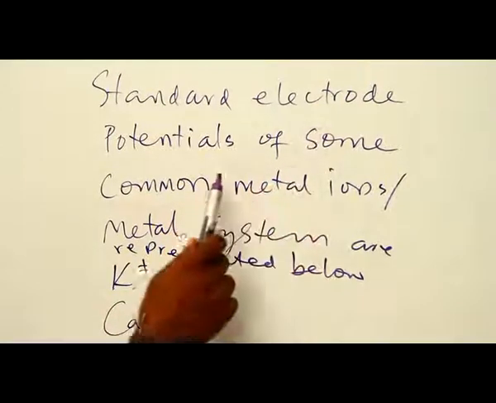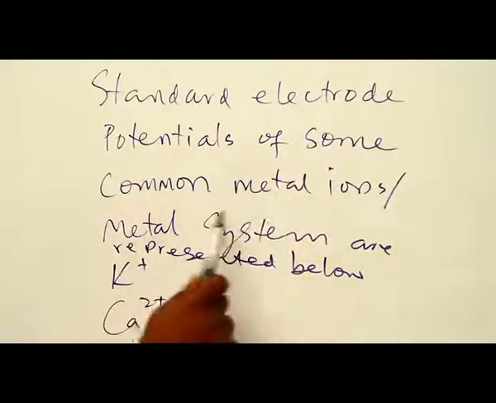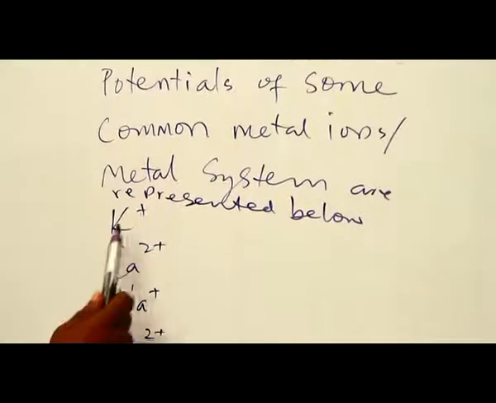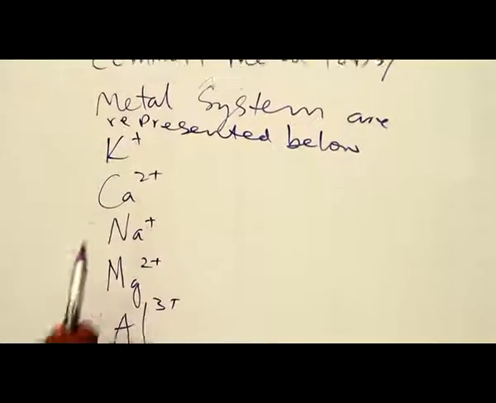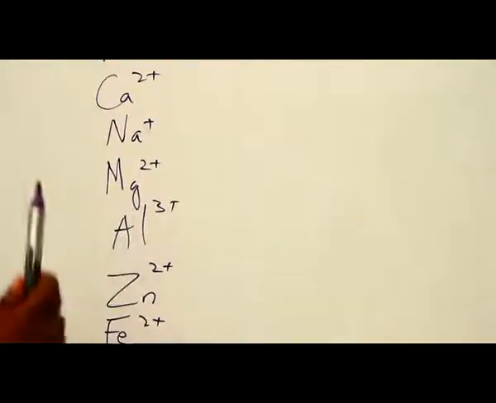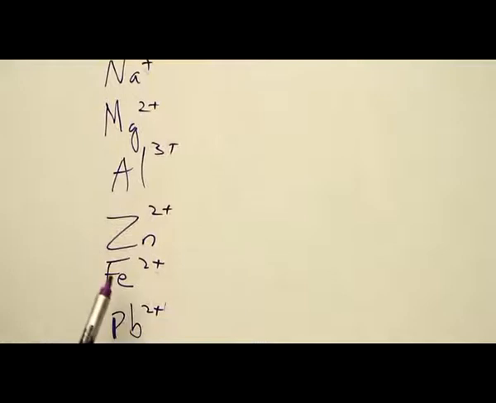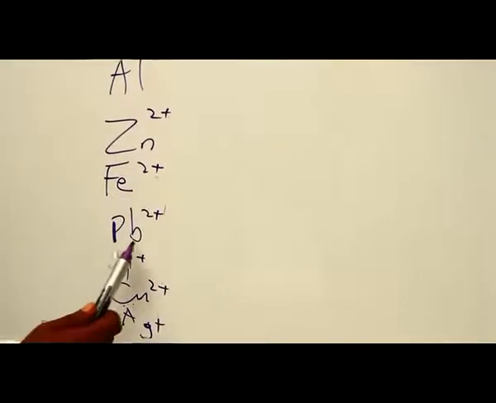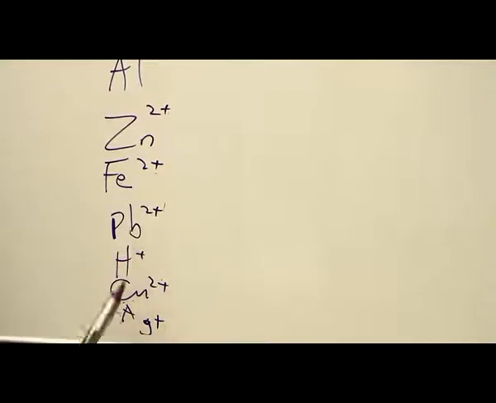Standard electrode potentials of some common metal-ion metal systems are represented below: potassium ion, calcium ion, sodium ion, magnesium ion, aluminium ion, zinc ion, iron, lead ion, hydrogen ion, copper ion, silver ion.